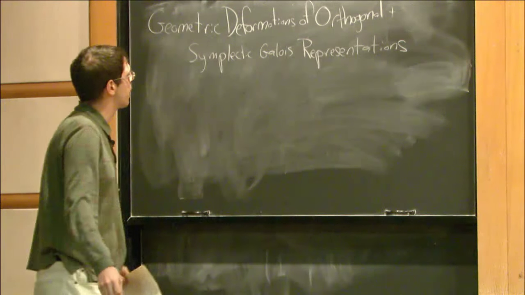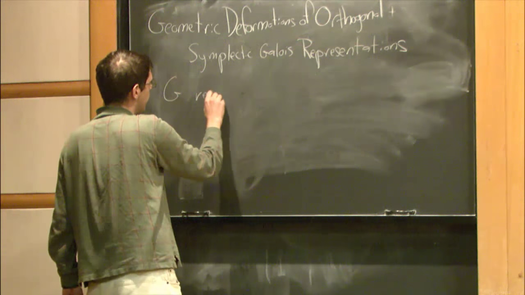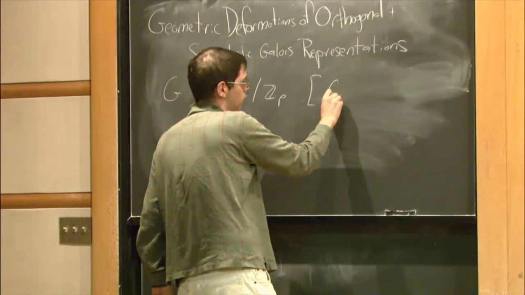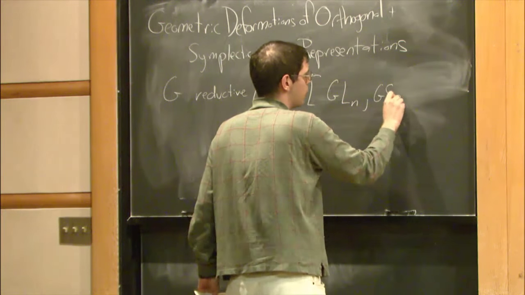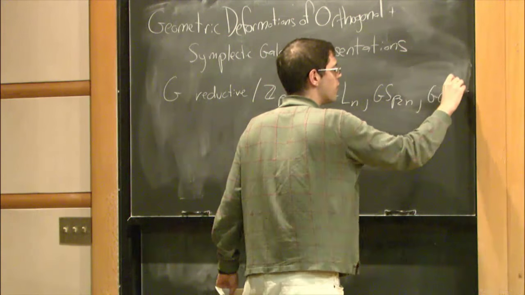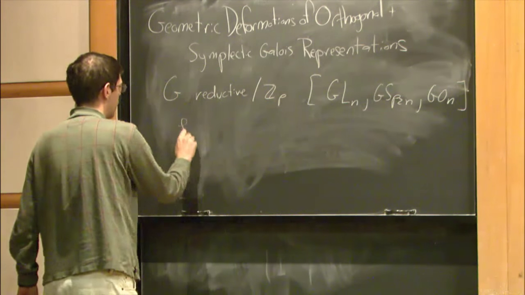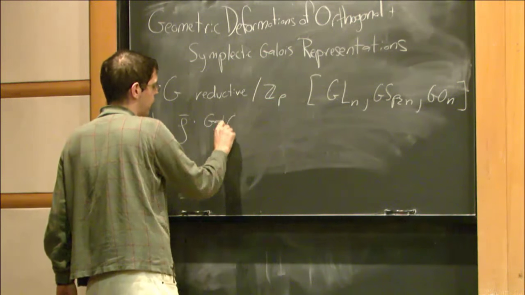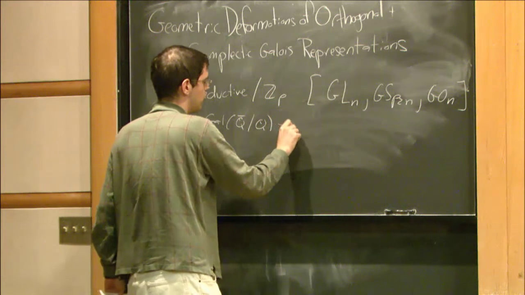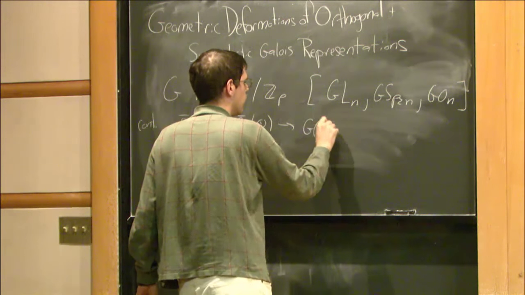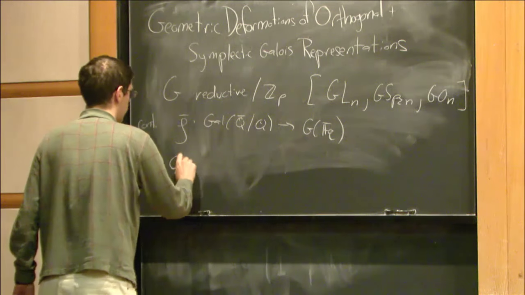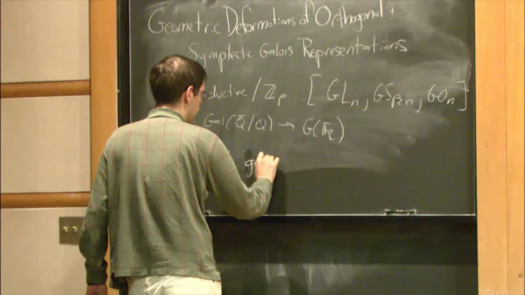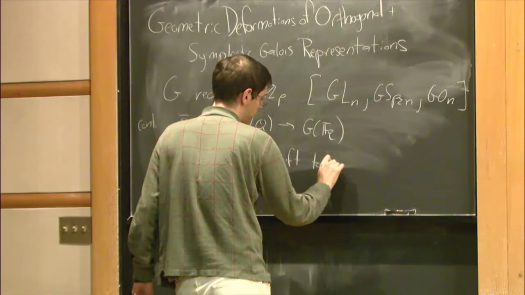So the question I want to think about today is: if I have a reductive group G over Z_p, and the main things I'm interested in would be GL_n, GSp_2n, or GO_n, and if I have a continuous representation rho bar of the absolute Galois group of Q to the F_q points of this group, does there exist a geometric lift to characteristic 0?